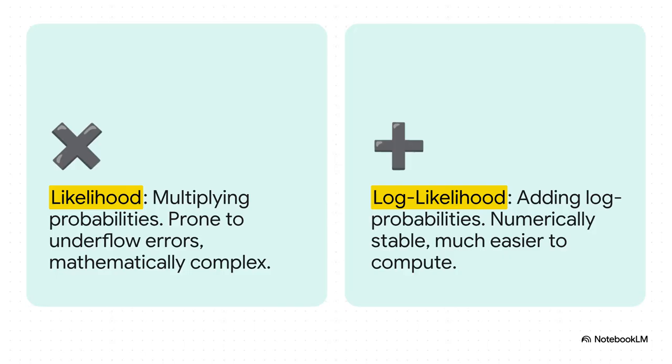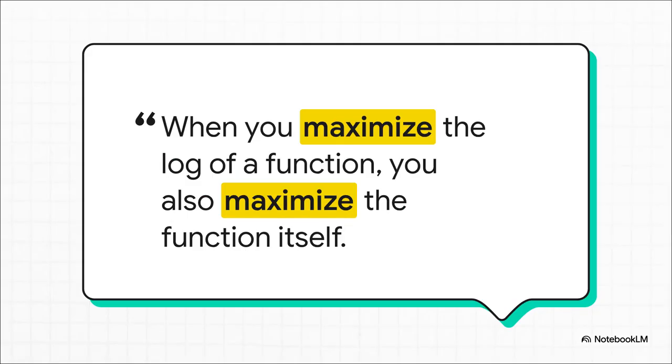The solution, as you can see here, is to switch from likelihood to something called log likelihood. By taking the logarithm, we completely change the game. Thanks to a neat little math rule, what was a gigantic, messy multiplication problem turns into a simple addition problem. And that is something computers can handle beautifully. And here is why this trick works so well. The logarithm function is monotonic, which is just a fancy way of saying it always goes up.